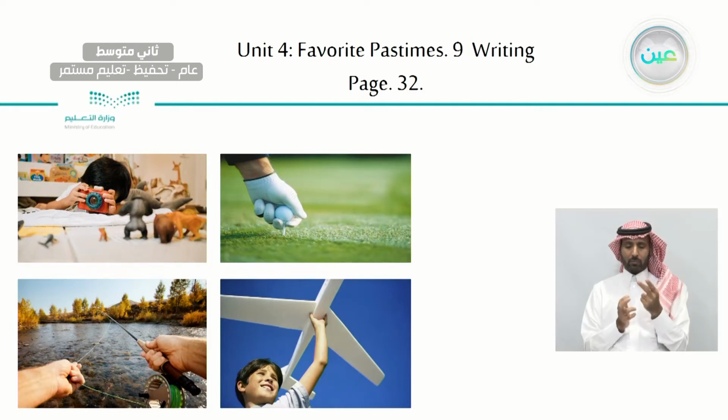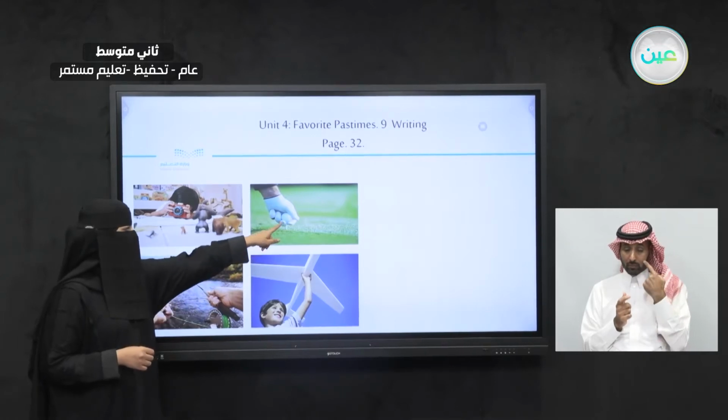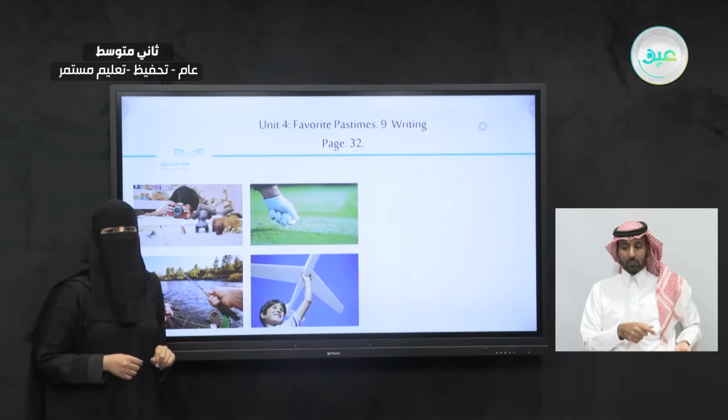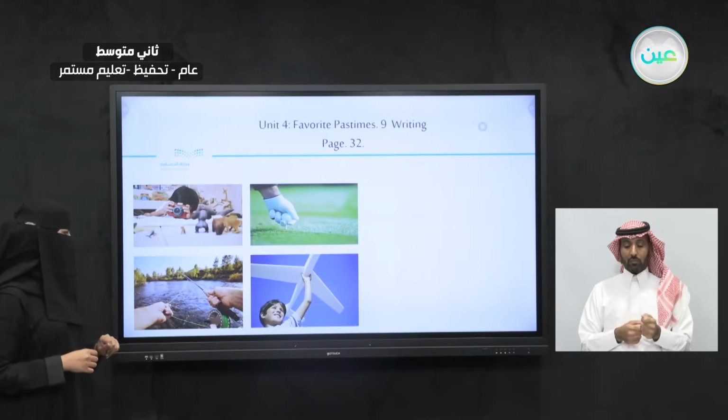Now, what about this other picture? In the second picture, you can see this ball. So it looks like it's a kind of sport. So what is the name of this sport? It's golf.